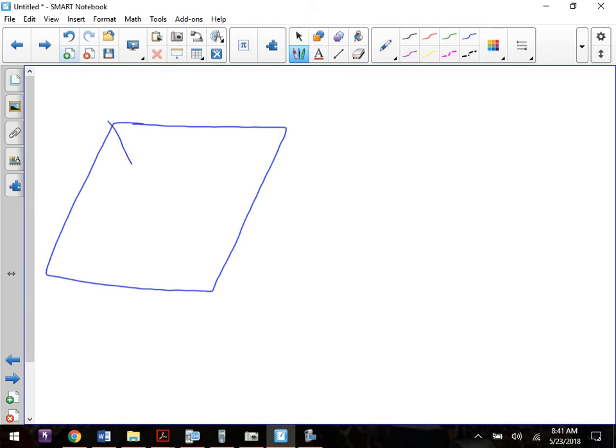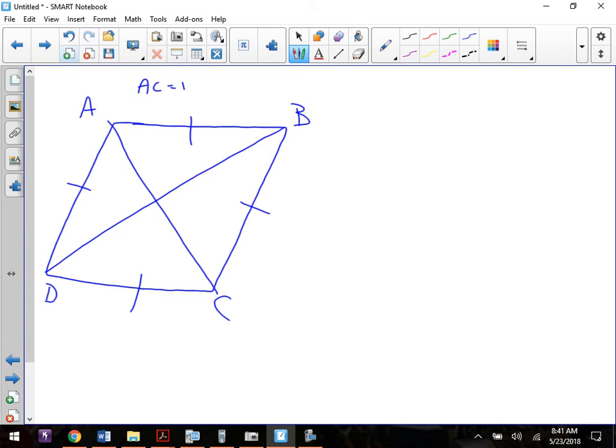Had a lot of people brain fart on this one. AC is the what of, well, first of all, what shape is this? Is there such a thing? It's a rhombus, okay? It's a rhombus because it's got all 4 sides congruent.